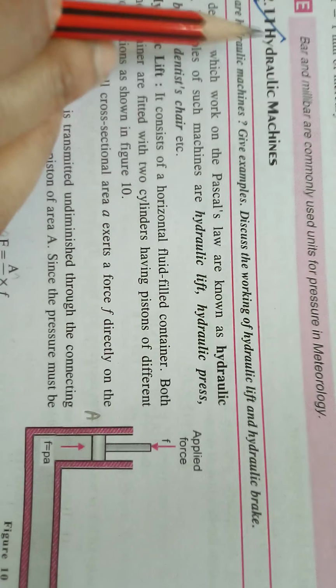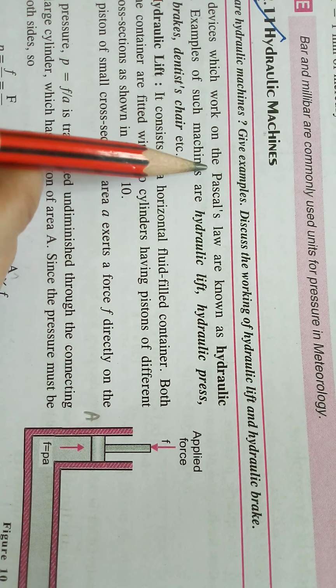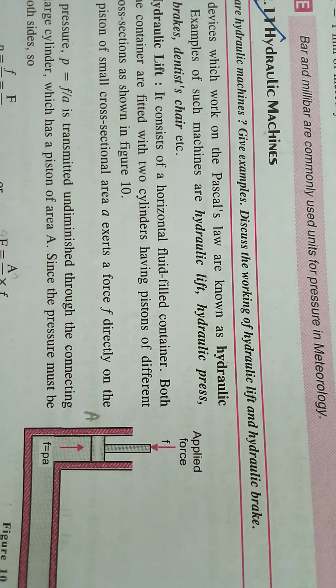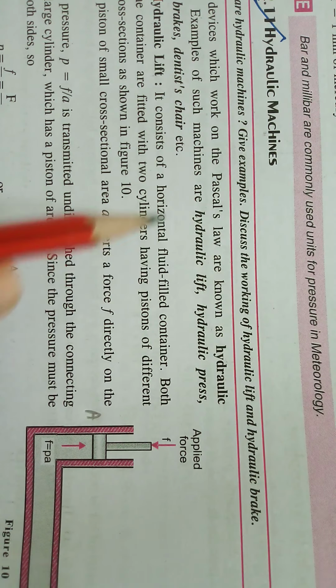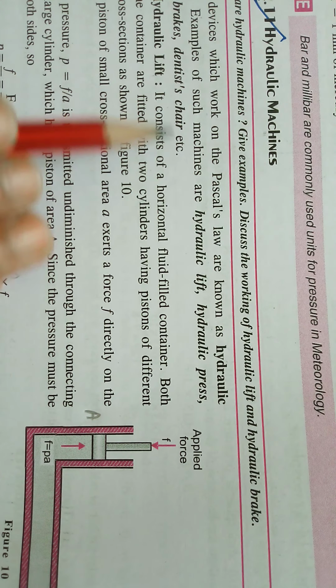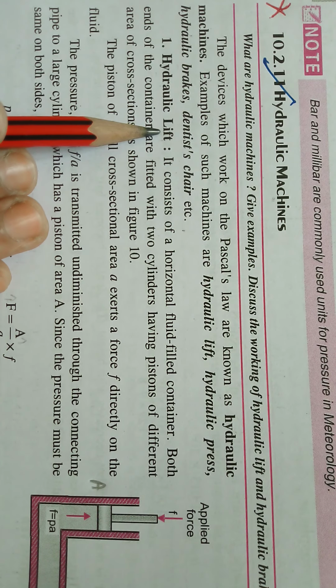Students, next article is hydraulic machines. The devices which work on Pascal's law are known as hydraulic machines. For example, hydraulic lift, hydraulic press, hydraulic brakes, dentist chair, etc. So here first we discuss the hydraulic lift.